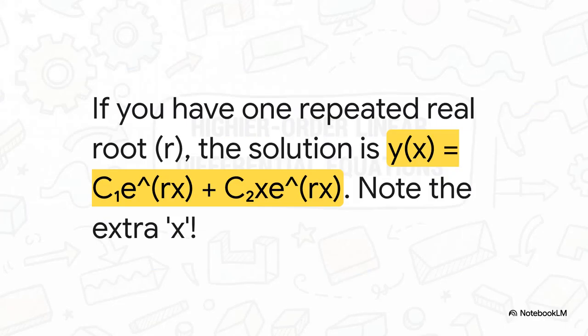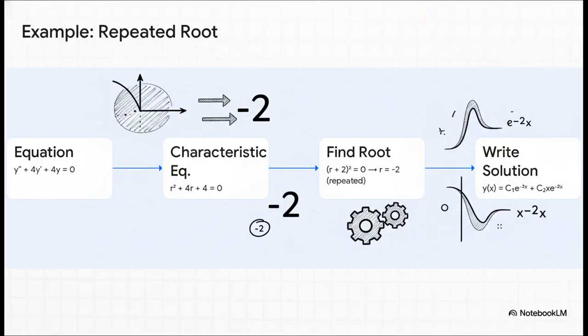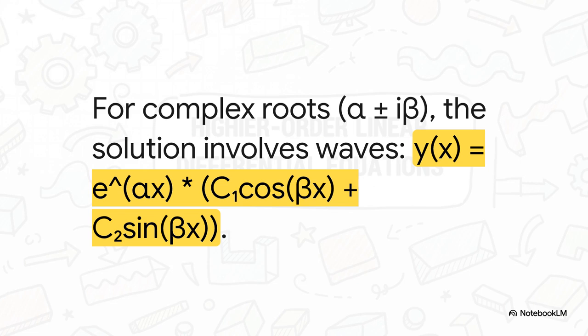Okay, case 2. What if the roots are the same? We get a repeated root. Well, we've got one solution, e to the rx, but we need a second, independent one. And the trick is just beautiful. You just multiply that first solution by x. That's it. So here, the characteristic equation is r plus 2 squared, which gives us a repeated root of -2. So our fundamental set is e to the minus 2x, and that second independent solution is just x times e to the minus 2x.